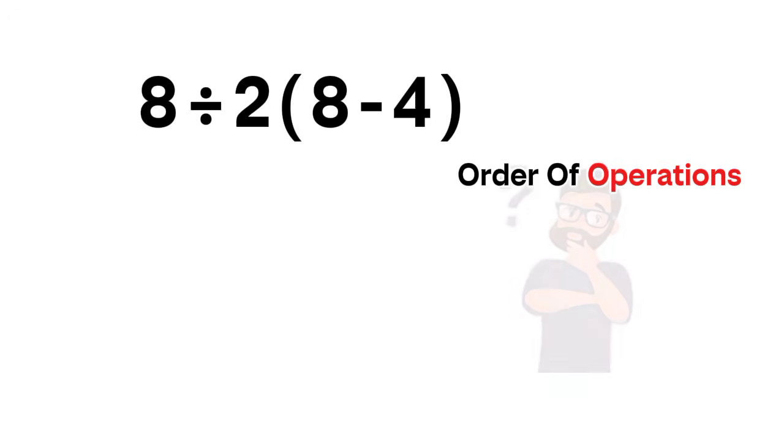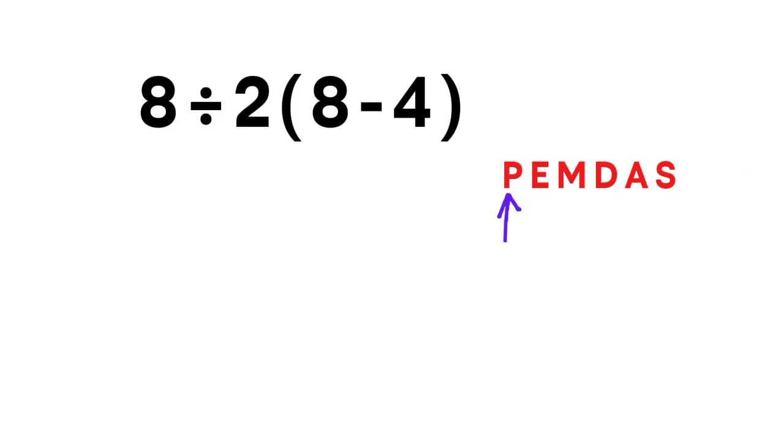The reason? The order of operations. Without it, math would be chaos. That's why we follow PEMDAS: Parentheses, Exponents, Multiplication and Division from left to right, Addition and Subtraction from left to right.